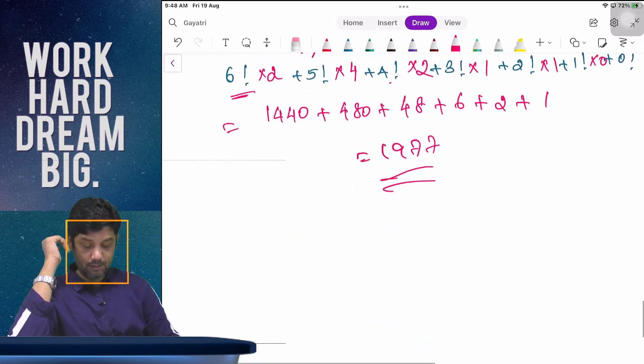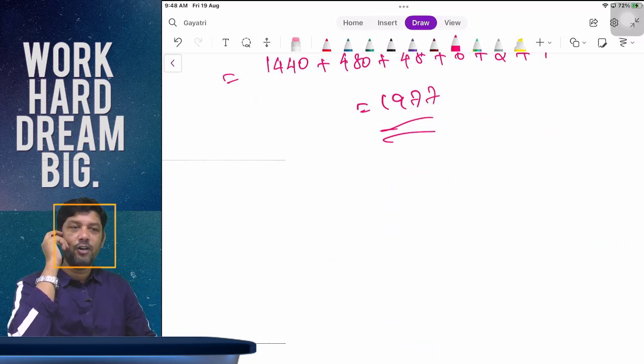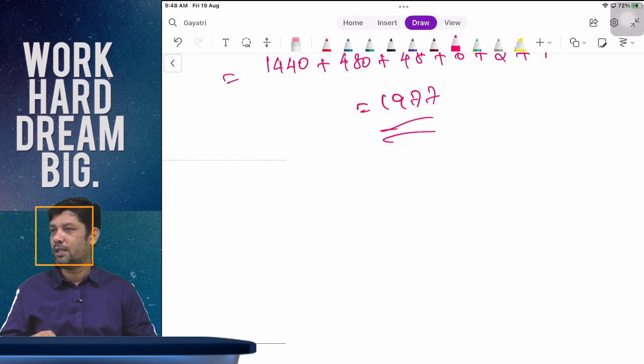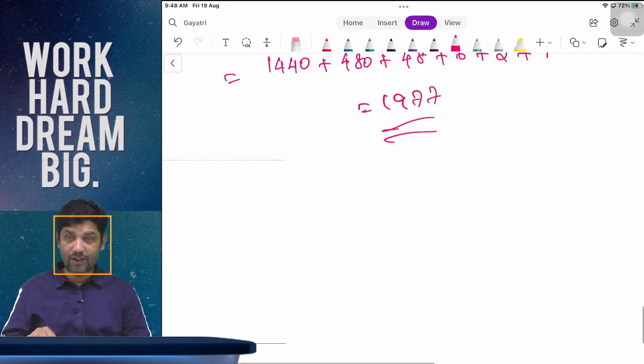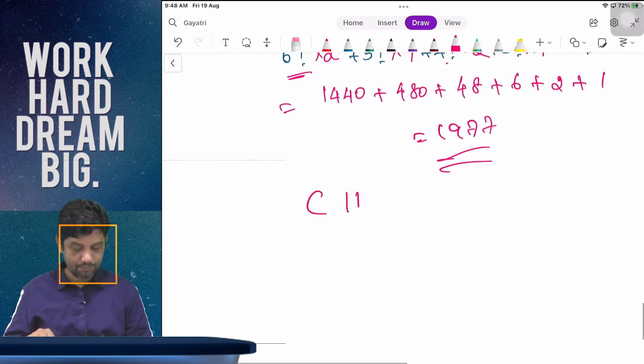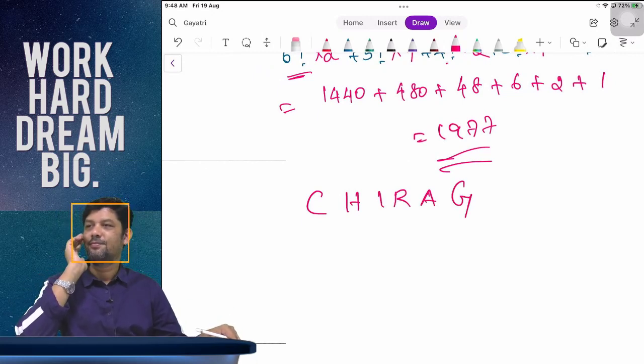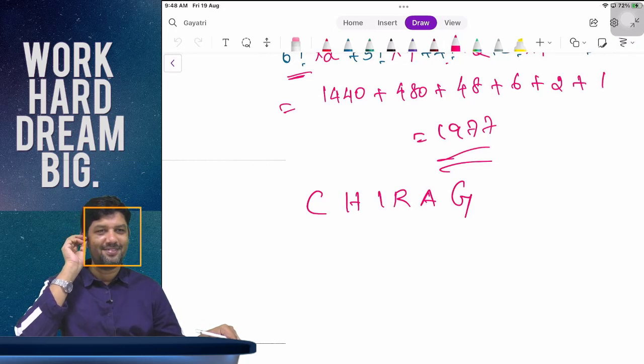Yes. Now, everyone got CHALK 32. Now I would like to give one sum. Can you do it? Same. Can you find the rank of the word? Chirag. Find the rank for Chirag.